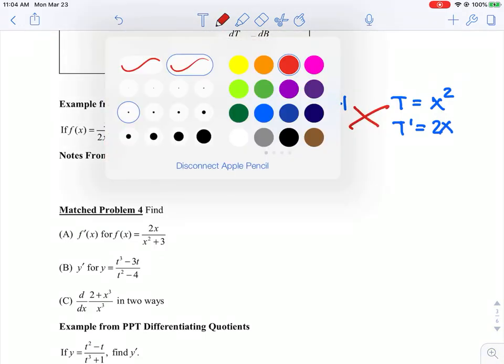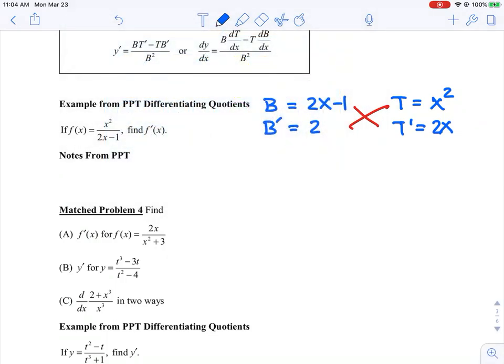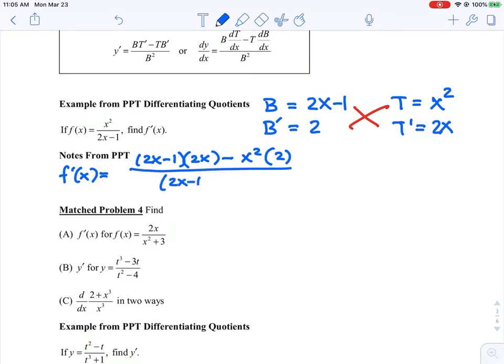Then we still have those cross products, but the order does matter here. So you're going to make sure that you take the bottom times the derivative of the top minus top times the derivative of the bottom, all over the bottom squared. You will get a different result if you mix those up because you are subtracting. So distributing and combining like terms.